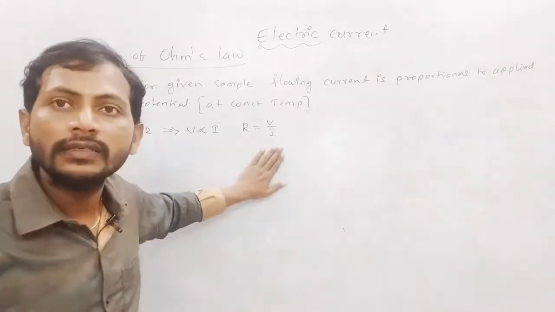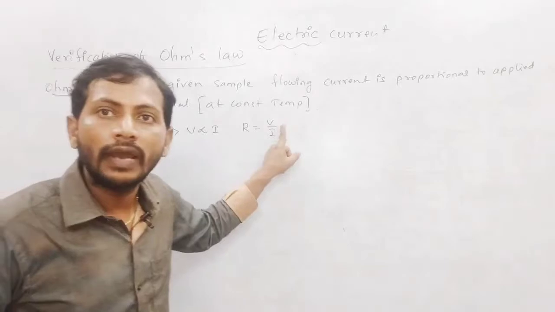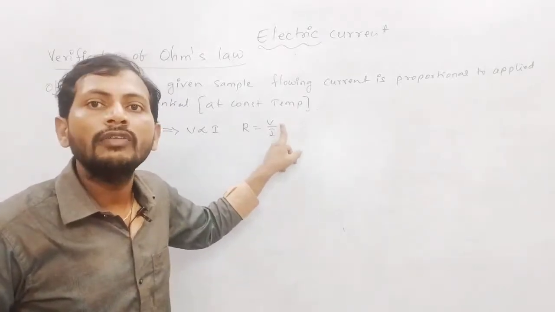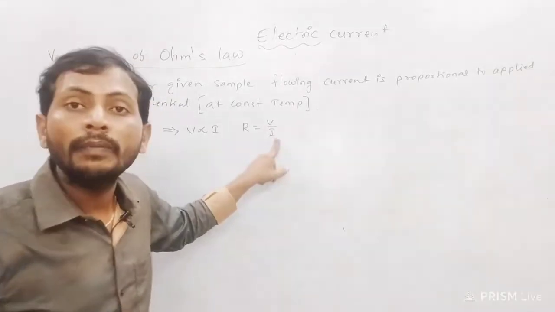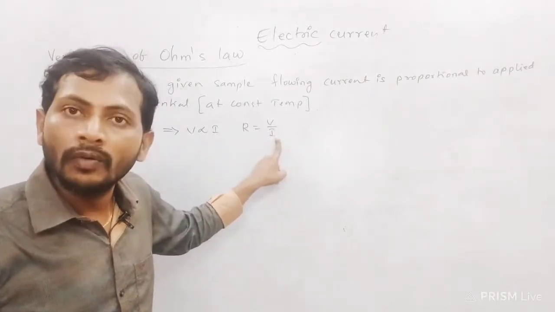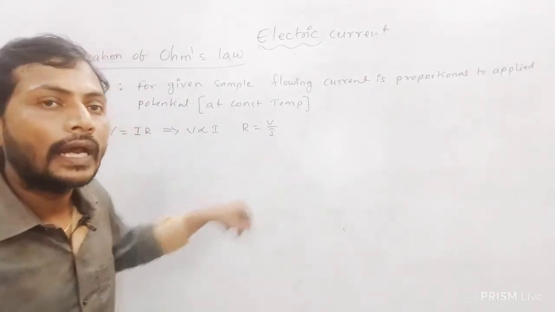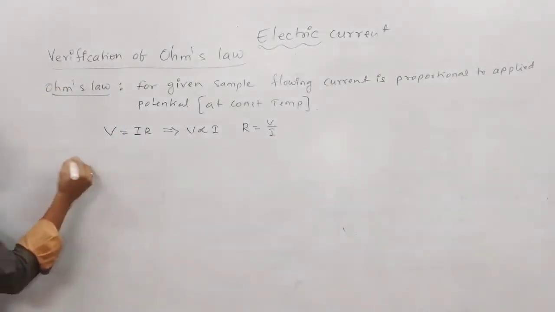To explain this, what is required? Sir, I want to take the V value. To take the V value, you require one battery. To measure the current, you need one ammeter. So now, what are the requirements? I am going to say apparatus or instruments.